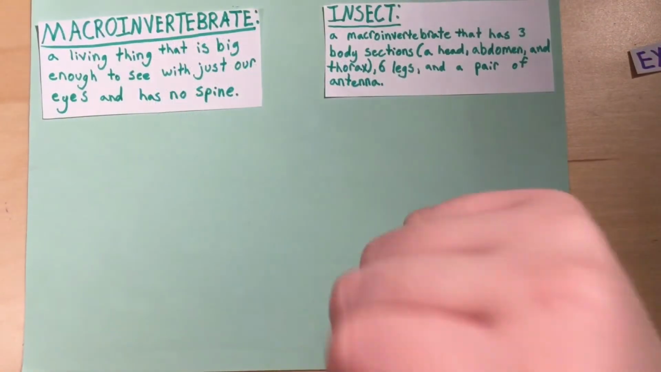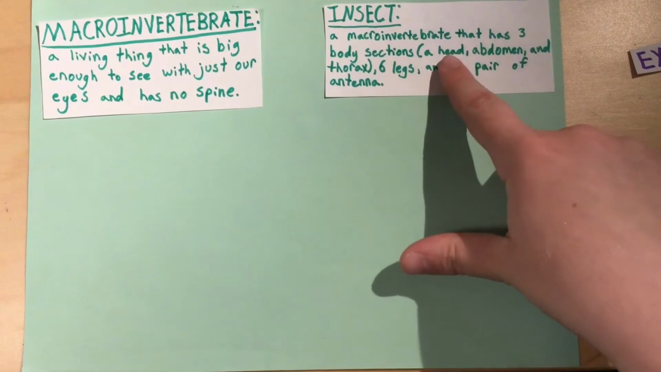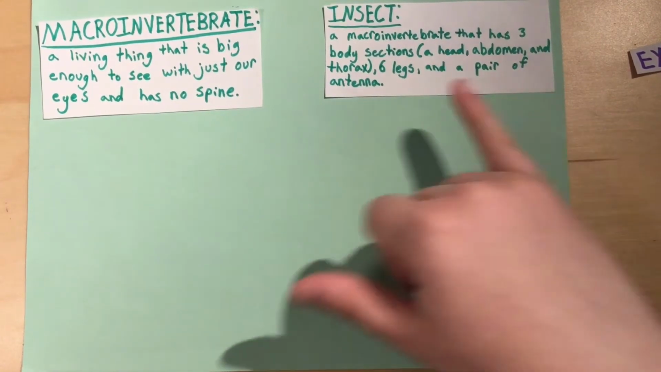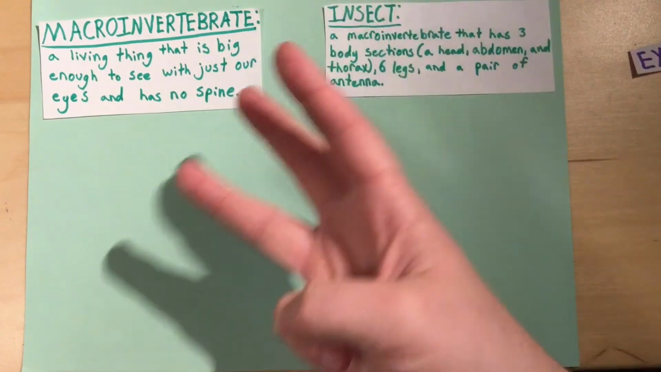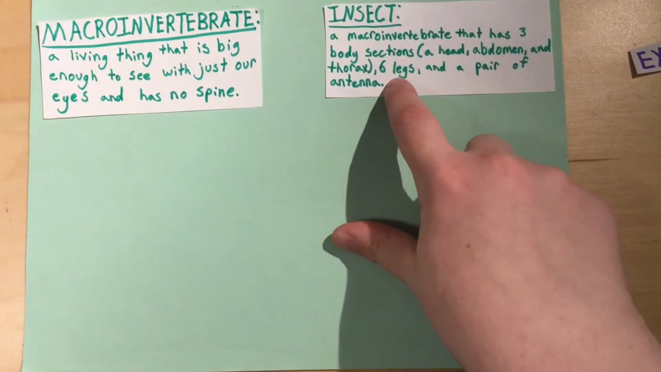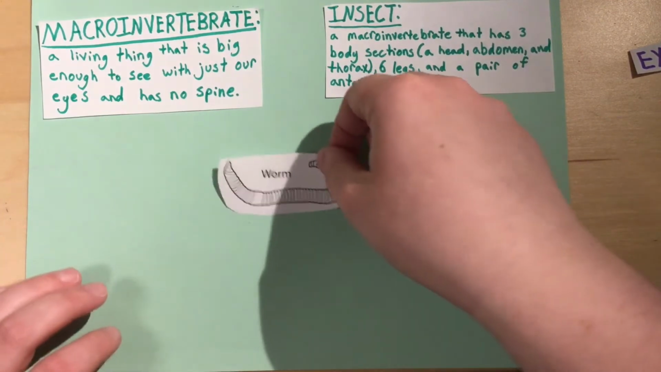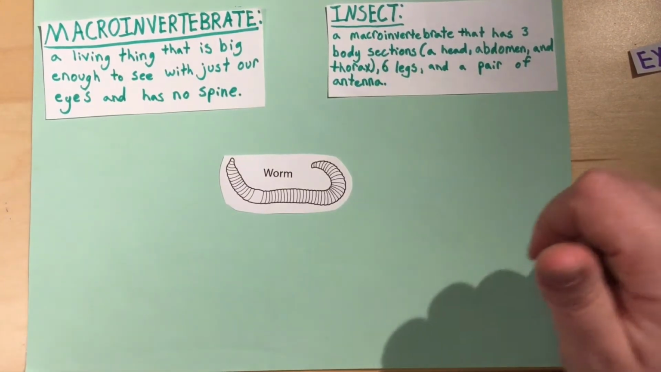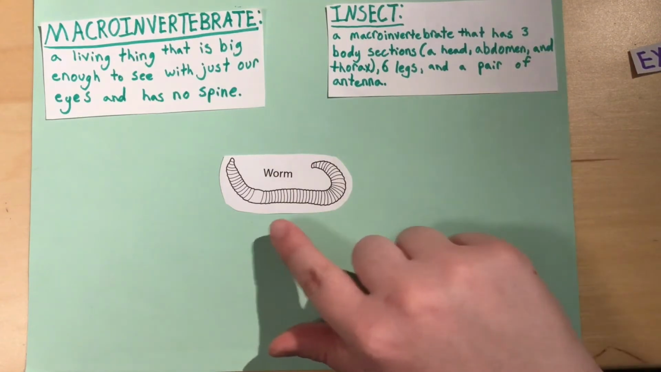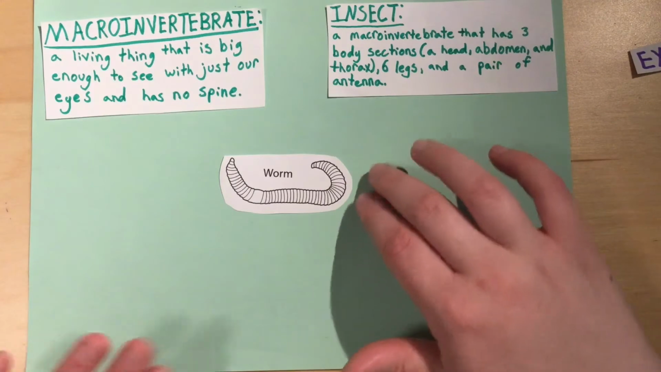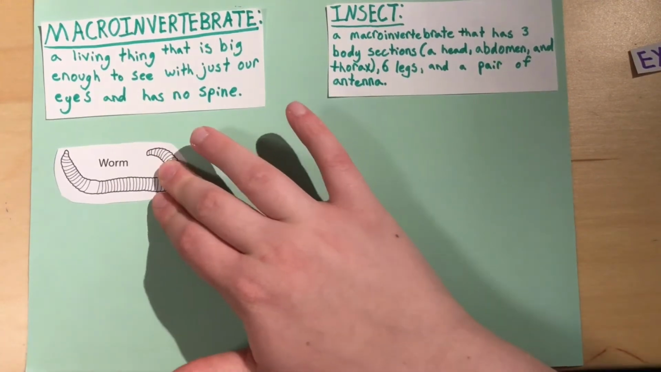So now we're going to determine if things are just macroinvertebrates or if they're also an insect, because insects are macroinvertebrates, but again, they have the 3 body sections, 6 legs, and a pair of antennae. So our first thing that we're going to look at here is a worm. Does a worm have 3 body sections? Nope, doesn't have any legs, doesn't have a pair of antennae. So we're going to put it over here in the macroinvertebrate category.